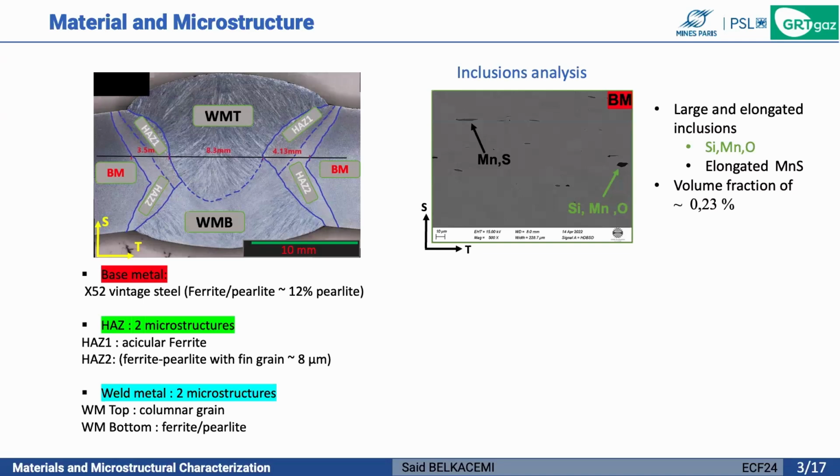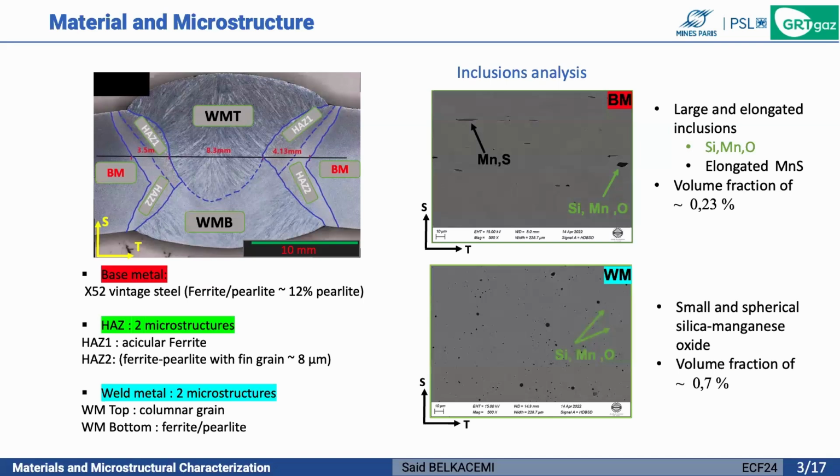The inclusion analysis in the base material shows the presence of large and elongated inclusions. These inclusions are of two types. So we have the silicon manganese oxide, and we have also the presence of elongated MnS, especially in the T and L direction. The volume fraction of the inclusions in the base material is about 0.23%. For the weld material, we have only the presence of small and spherical inclusions. These are only silicon manganese oxide, and the volume fraction of inclusions is about 0.70%.